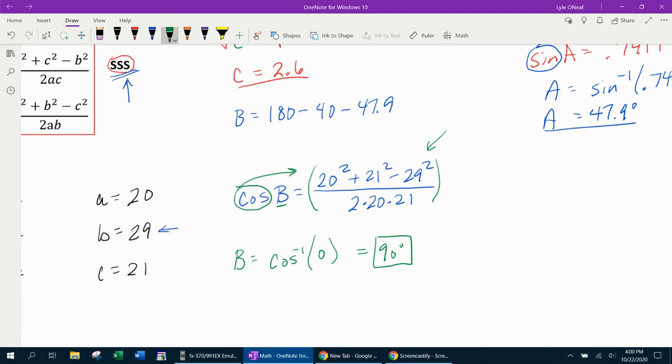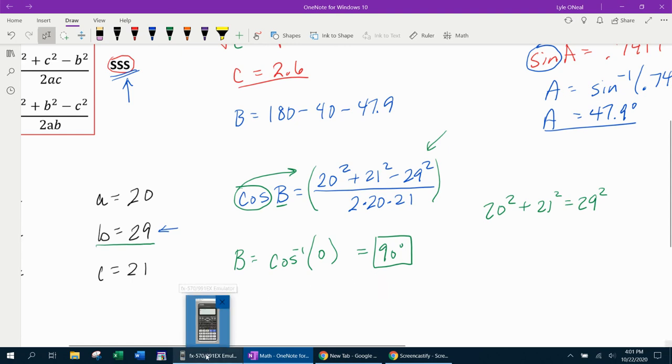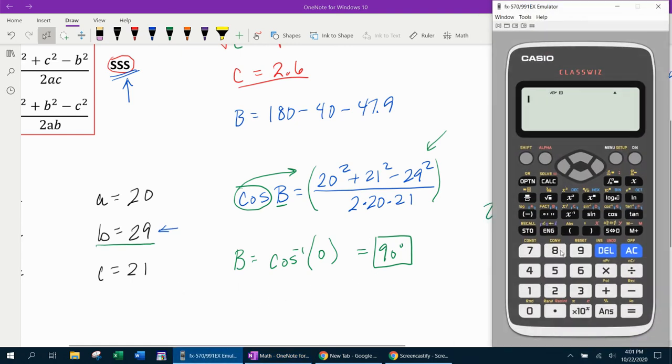Now, let's see if this calculation is correct, because if this is a right angle, that means that side B should be the hypotenuse. And if I do A squared plus C squared equals B squared, if I do the two legs squared added, that should equal the hypotenuse squared. I'm actually going to check and see if that's right, and then that'll verify that my angle B is correct. You don't have to do this. I'm just doing it for fun, just to make sure.